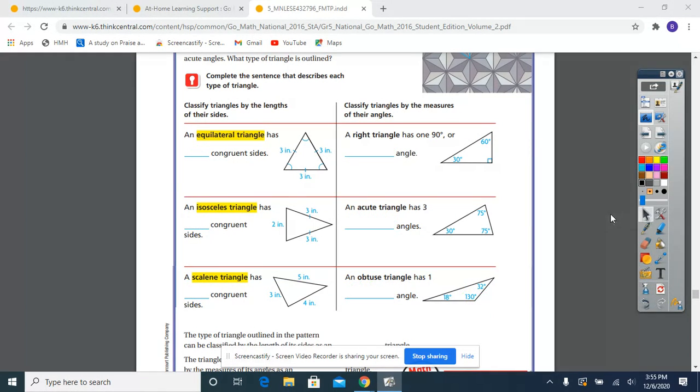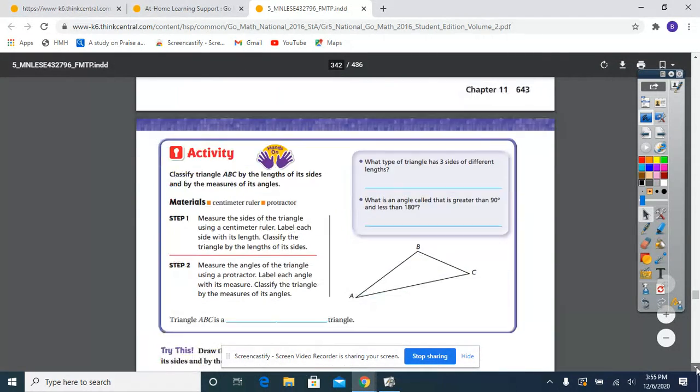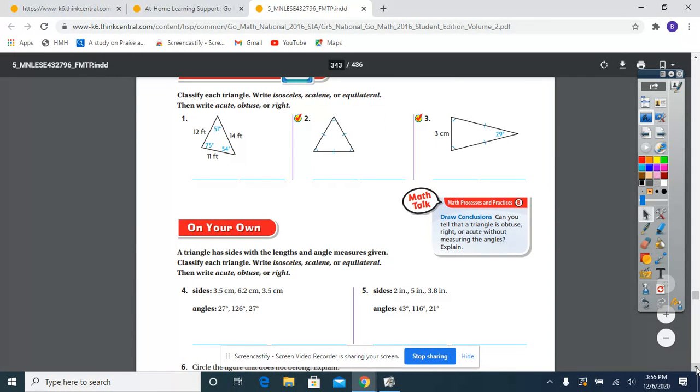Okay, so I'm going to scroll down to the next page, and we are going to practice a little bit together. Okay, the page that you will do in your Go Math book is actually 647. So we're going to practice on page 645, which is the page that I'm on. So we'll do a couple of these together. We'll do number 1, number 2, and number 4 together.